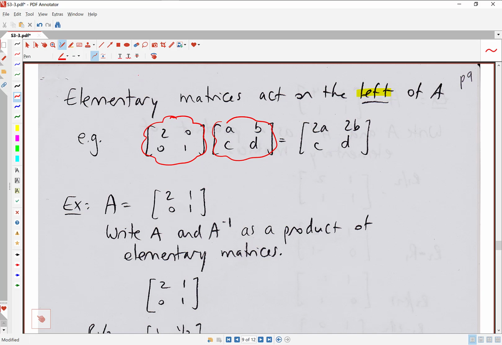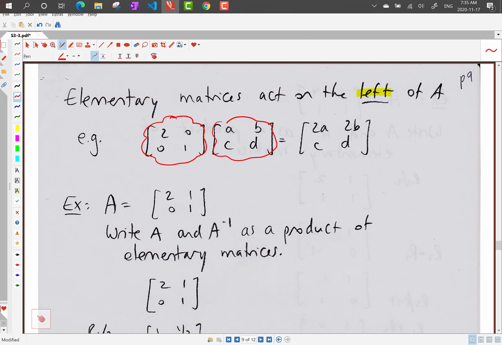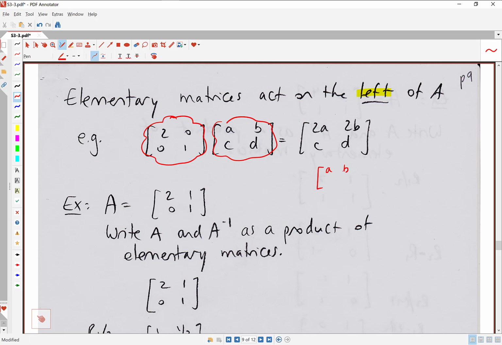So it's really important that the elementary matrix is sitting on the left of A. You can think about what happens if you did it the other way around. Here's your matrix A. If you tried to put your elementary matrix over here, this is not going to work well. The 2 is actually going to multiply with the stuff in the first column. And so this isn't actually doing a row operation, it's actually doing a column operation.